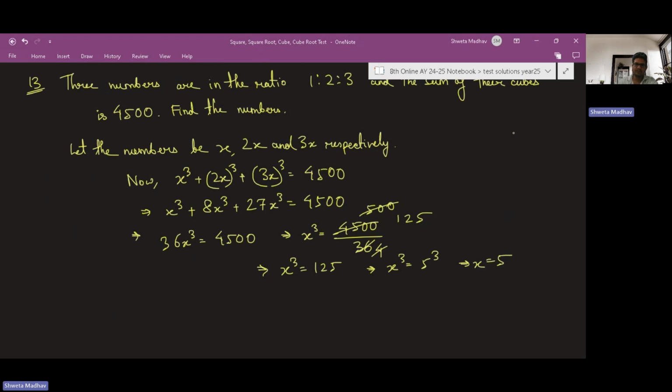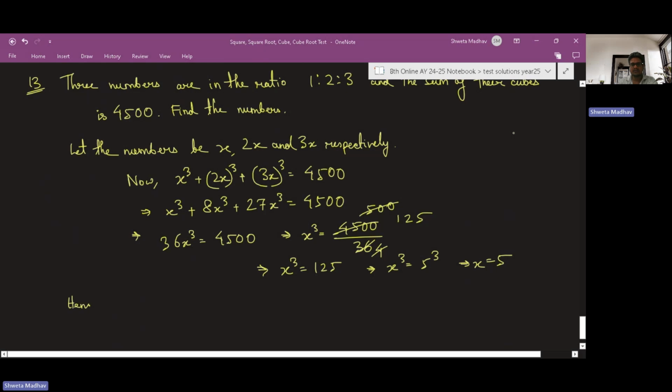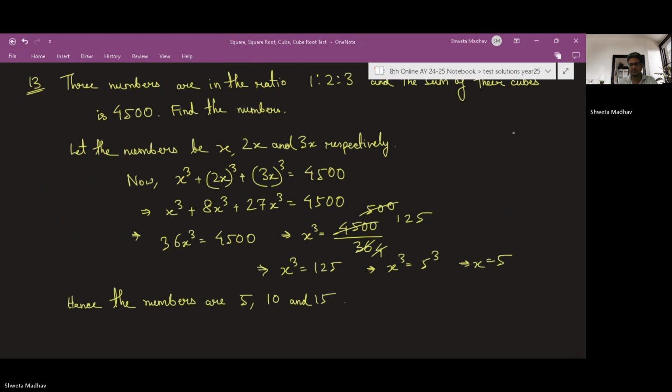So if x equals 5, therefore the numbers are x, 2x, and 3x. It means the numbers are 5, 10, and 15. So hence we can say that the numbers are 5, 10, and 15. So this is the answer.